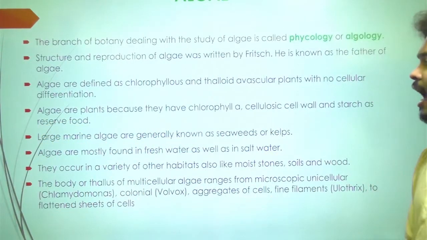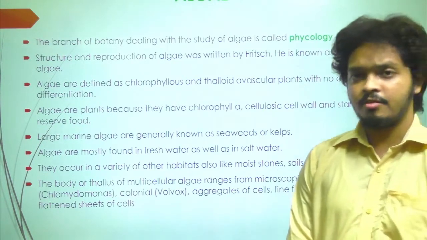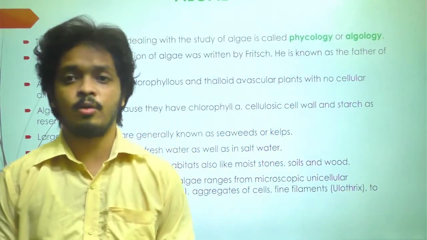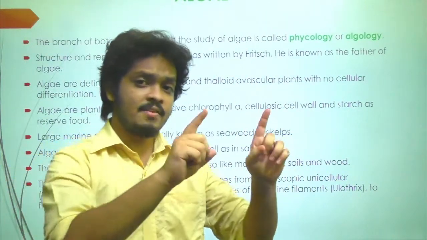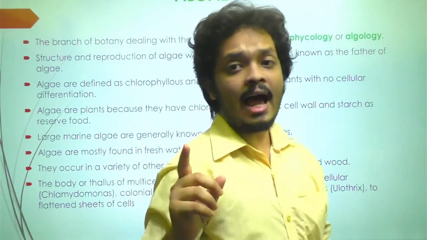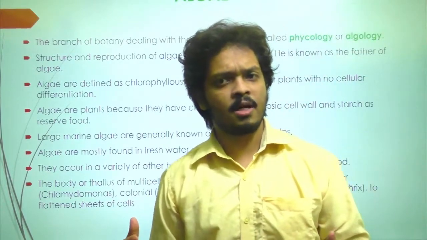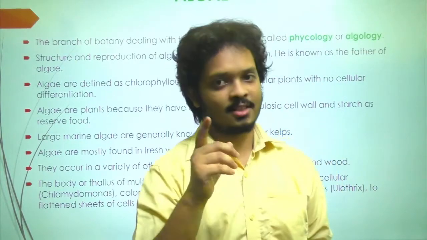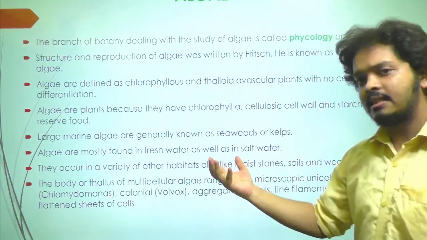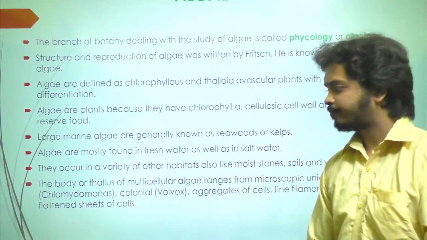Now, large marine algae are generally known as seaweeds or kelp. You will find out there are large marine algae. They are known as seaweeds and kelp. Remember in the previous class when I was teaching about the 5 kingdom classification, we had a mention on the symbiotic relationship between algae and sea urchins, right? So here you will understand that these plants, these seaweeds, these kelps are large marine algae.